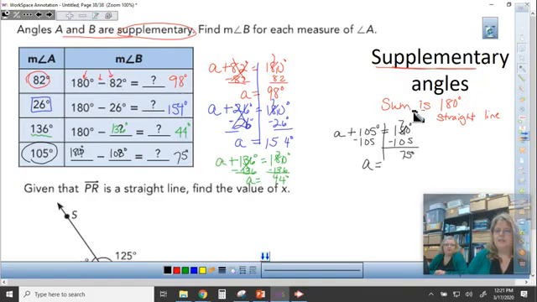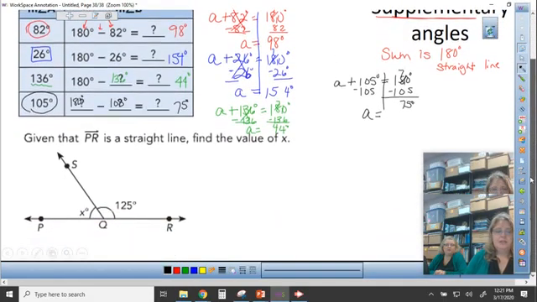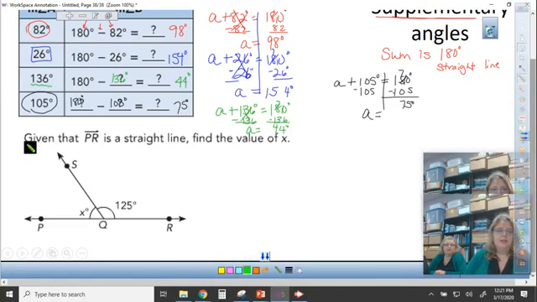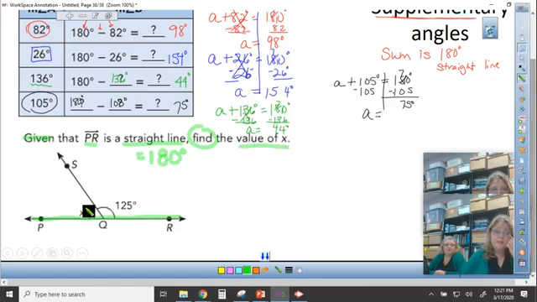So that's if you're just given numbers. Sometimes, though, we're given a picture, like this diagram that we see right here. And they give us what's called a given, which means that this is true. So given, or it's true, that PR is a straight line. If it's a straight line, that means it equals 180 degrees. Here is PR. It is a straight line, 180 degrees. I'm supposed to find the value of X. So how big is this angle right here? Again, I'm going to set up an equation.